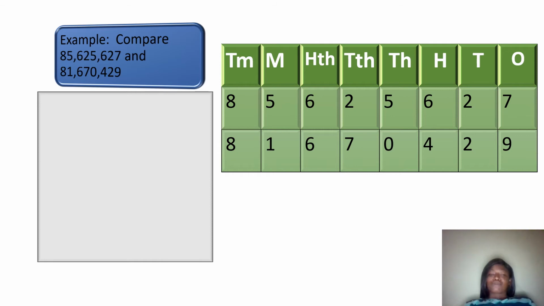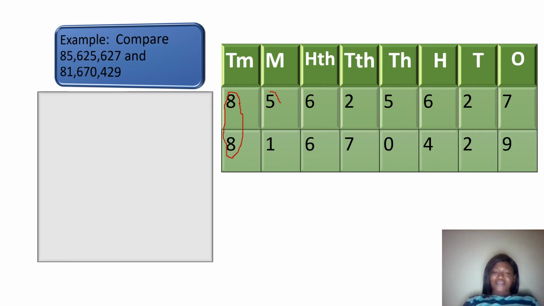So now when you look at what we have here, the first digit on the left, we have 8 and 8. They are the same. So what are we supposed to do? We have to move forward. So we are going to compare the next one.